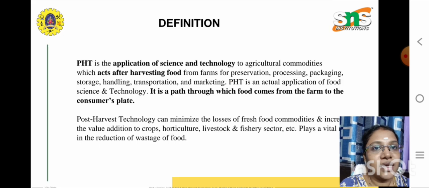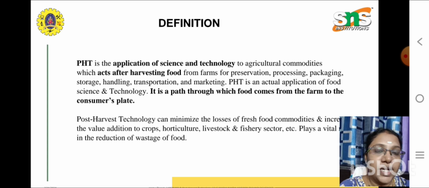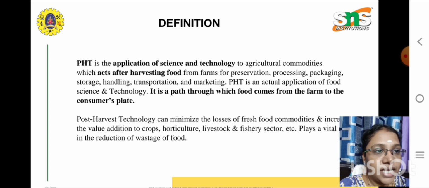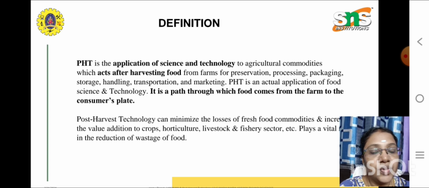So let us see the presentation about what is post-harvest technology, that is post-harvest engineering. Otherwise, it is nothing but where we apply the science and technology to the agricultural commodities, which is applied after harvesting the food from the farms.